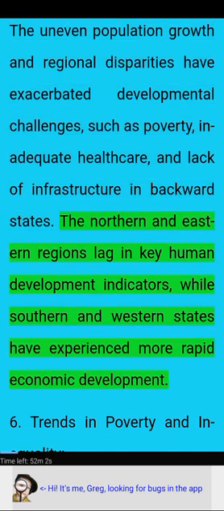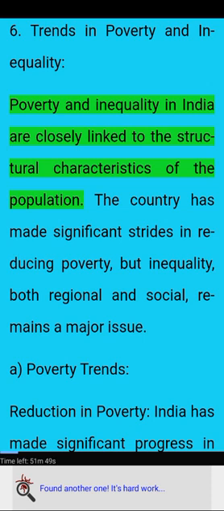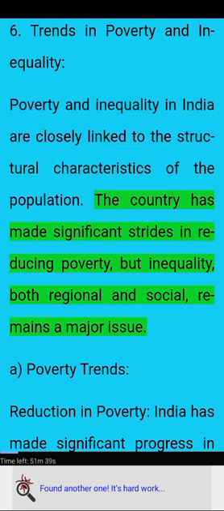The northern and eastern regions lag in key human development indicators, while southern and western states have experienced more rapid economic development. 6. Trends in poverty and inequality. Poverty and inequality in India are closely linked to the structural characteristics of the population. The country has made significant strides in reducing poverty, but inequality, both regional and social, remains a major issue. Poverty trends.